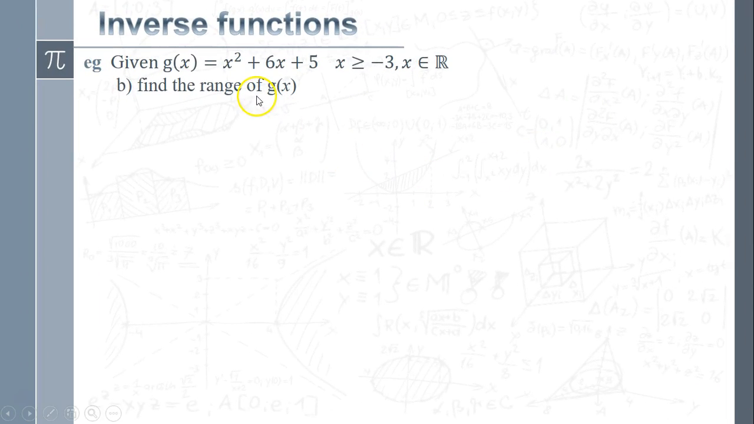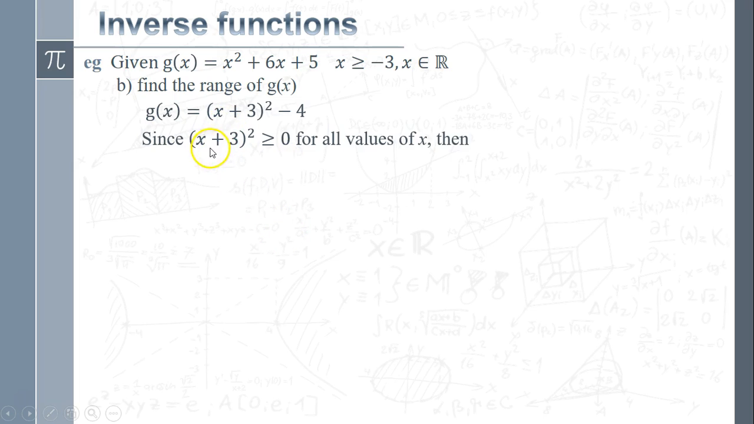It says find the range of g of x. So if we've got the completed square version, which is x plus 3 all squared minus 4, hopefully we know by now that our minimum point, if we plot the curve, is going to be at x equals minus 3, because this bracket has to be greater than or equal to 0, and it is 0 when x is minus 3. And if the minimum of the bracket is 0, then that just leaves us with the minus 4. So we know that g of x has got to be greater than or equal to minus 4, and that will be the range of g of x.